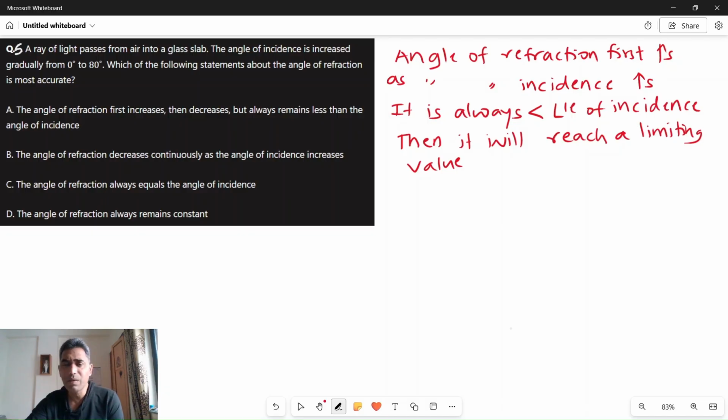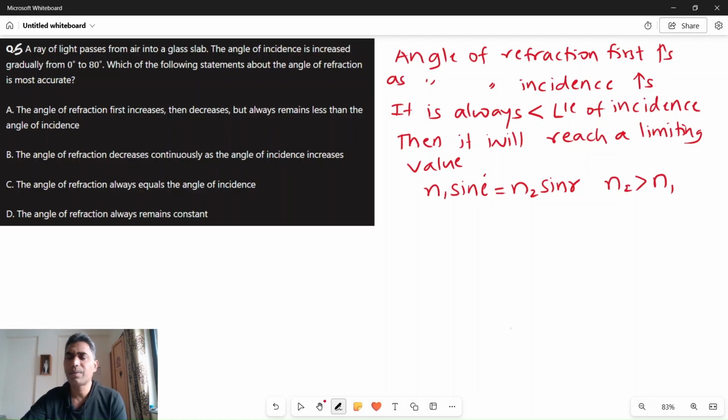Now, this behavior of the angle of refraction is because of Snell's law, that is, n1 sine I is equal to n2 sine R, provided n2 is greater than n1. That means the second medium is a denser medium, the first medium is a rarer medium. So if you look at this option, angle of refraction first increases, then decreases, and always less than this. So option A is the correct option.